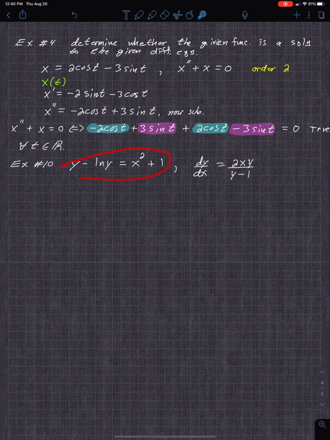If this is a solution to this differential equation, is this implicit or explicit? In other words, here's your variable. That's your dependent variable y. Independent is x, right? That's what tells you. Do you have y isolated as a function of x? And the answer is no. So this is implicit. So implicitly, can you solve that? Or is it a solution that you can substitute into here and get a true statement? So that's what we're checking.